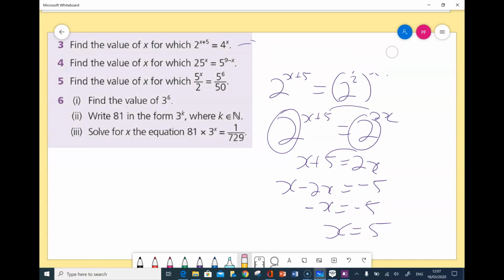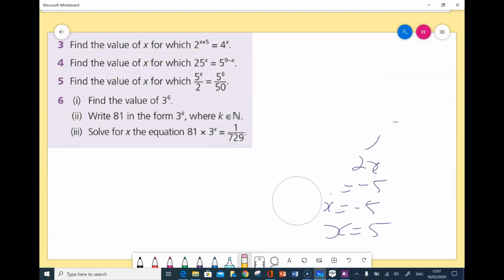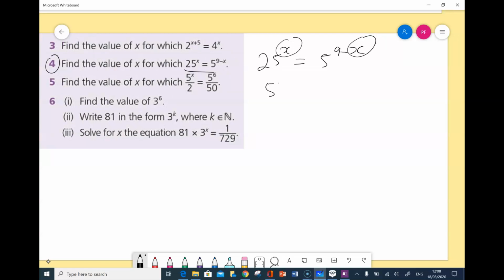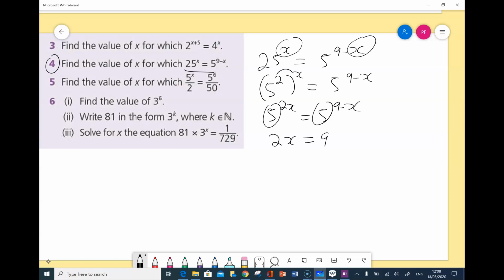Question 4. Find the value of x for which 25 to the power of x is equal to 5 to the power of 9 minus x. Our x's are up here in the indices, so we need to make our base numbers the same. 25 could be written as 5 squared, to the power of x, equals 5 to the power of 9 minus x. In this situation we multiply, so that's 5 to the power of 2x equals 5 to the power of 9 minus x. Our base numbers are the same, so 2x is equal to 9 minus x.